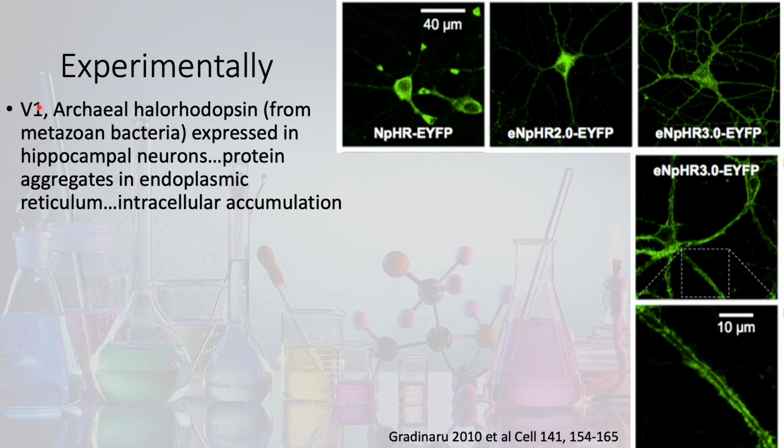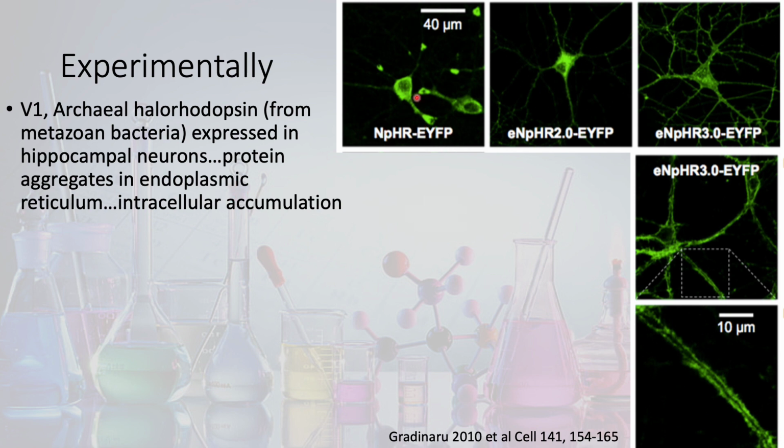So here's version 1. Version 1 is our protein that's been extracted from archaebacteria. So we have an archaeal halorhodopsin from a metazoan bacteria expressed in hippocampal neurons. In this image, we can see our hippocampal neurons, and our transgenic protein has been tagged with a fluorescent protein called YFP, right? YFP stands for yellow fluorescent protein.